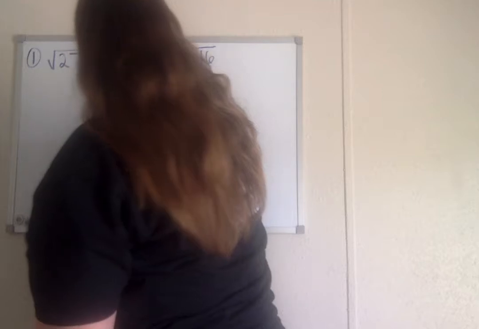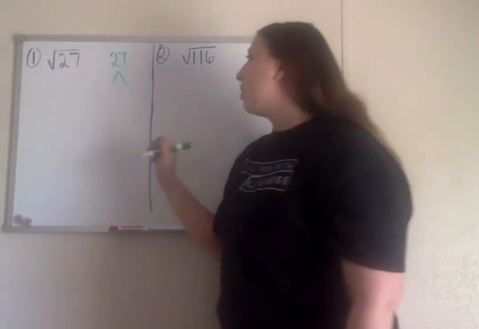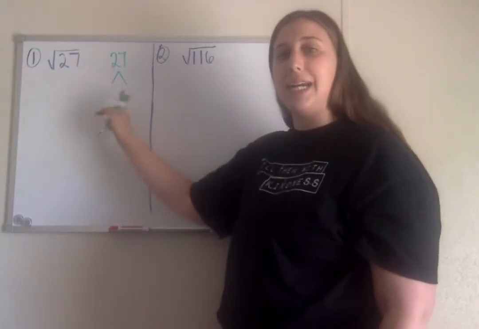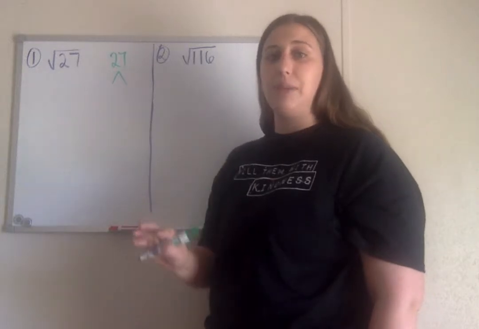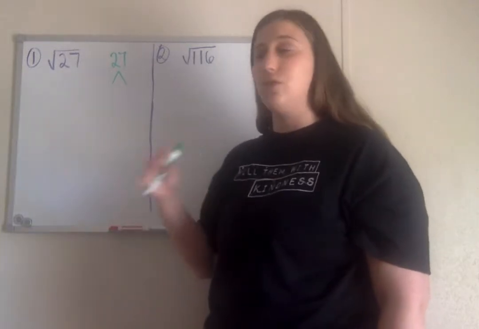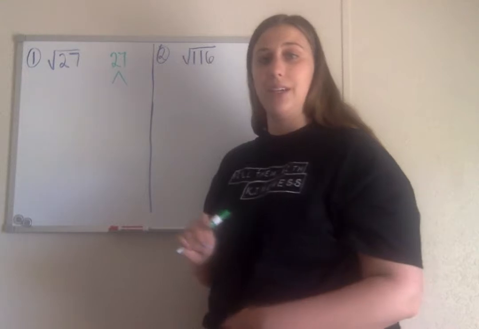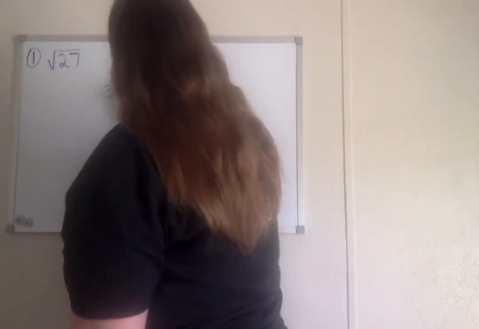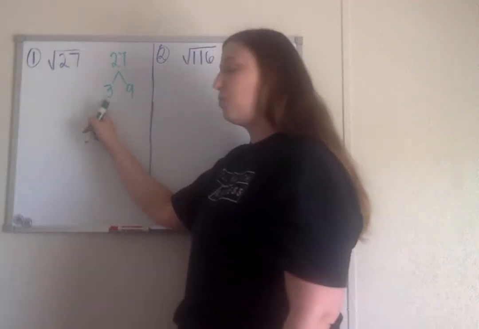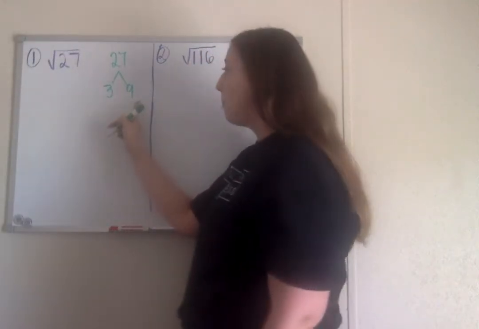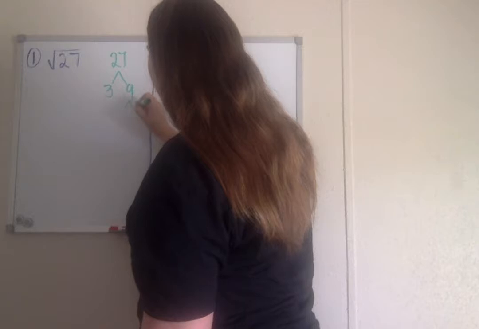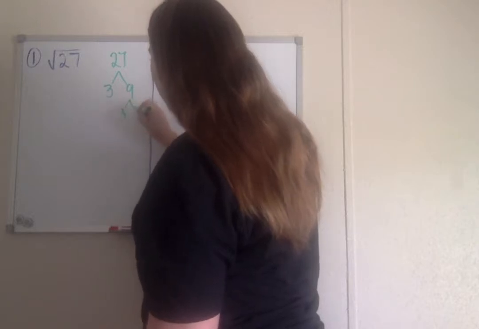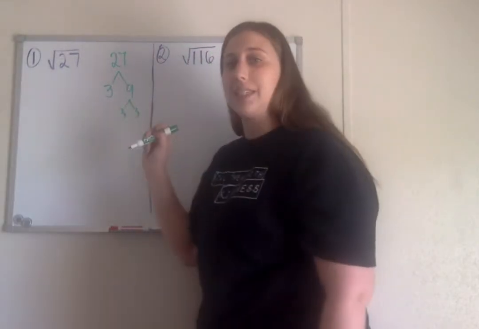And remember, when doing a factor tree, we want to think of two numbers that multiply to give us 27. And it can be any two numbers, as long as it gives you the total of 27. Right, so I know 3 times 9 gives us 27. Now 3, nothing else multiplies to give us 3, but 9 can still be broken down into 3 times 3, right? Because 3 times 3 gives us 9.